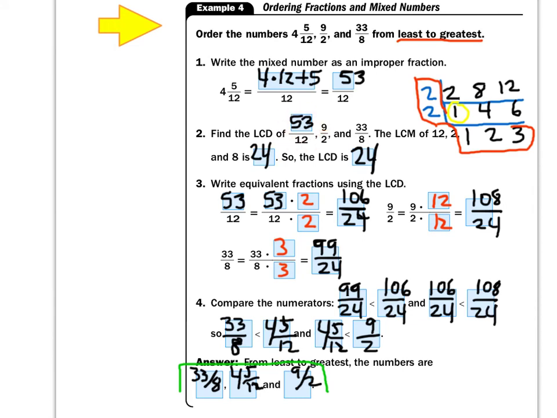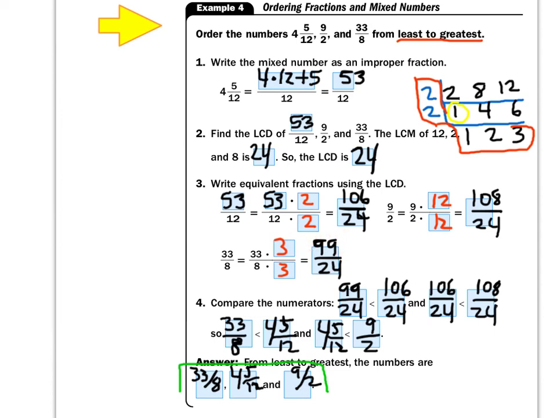So I grab the 53 over 12 and I write it with 24 in the denominator. So that means I have to do 12 times 2 to give me 24. So 53 times 2 would give me 106. And now I take the 9 over 2 and I also write it with 24 in the denominator. So 2 times 12 would give me 24. 9 times 12 gives me 108. And then I take the 33 over 8 and do the same thing. 8 times 3 would give me 24, so 33 times 3 gives me 99 in the top.